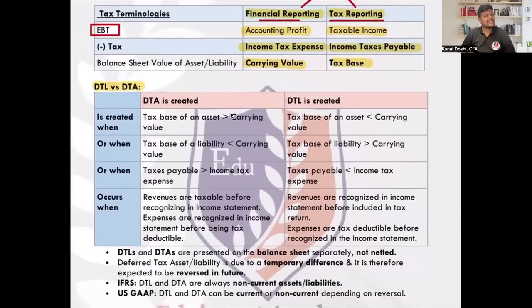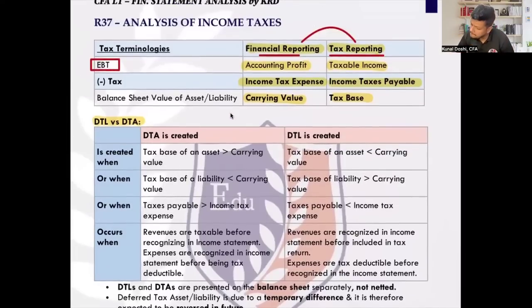First of all, we need to understand when the DTA or DTL is created. There are two ways of calculating it. I'll show you both how it is done. But your focus should be on taxes payable. Everyone with me? Which is the actual tax that you are going to pay as per the tax reporting, not as per the financial reporting? The actual tax that you're going to pay is as per the tax reporting. Financial reporting, you do based on the accounting standard.